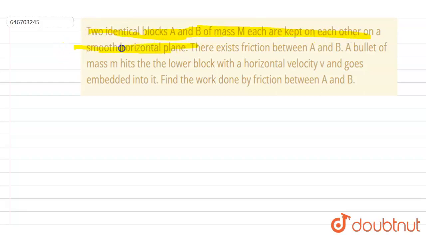Hello everyone. Two identical blocks A and B of mass capital M each are kept on each other on a smooth horizontal plane. There exists friction between A and B. A bullet of mass small m hits the lower block with velocity v and gets embedded into it. The work done by the friction between A and B.